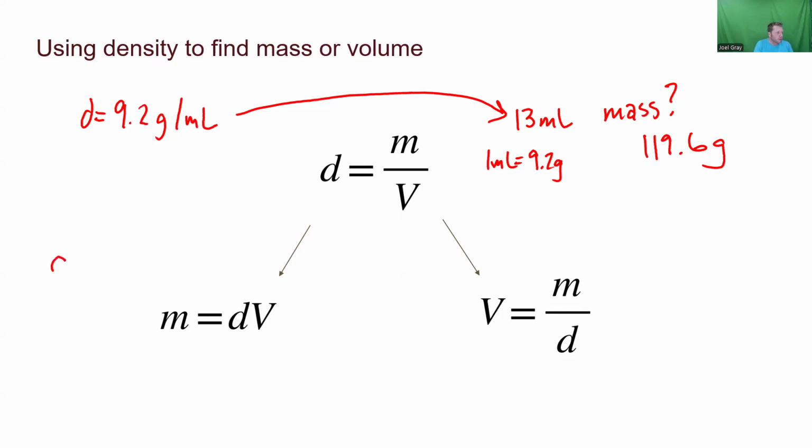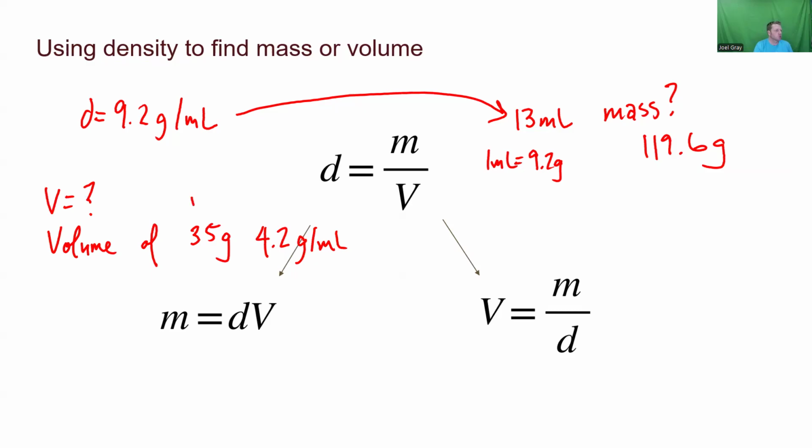Now, what about if we switch that a little bit? And we said, what would the volume of 35 grams of a substance that has a density of 4.2 be? So in this question, what are you asking for? You want to solve for the volume. It's the question mark.